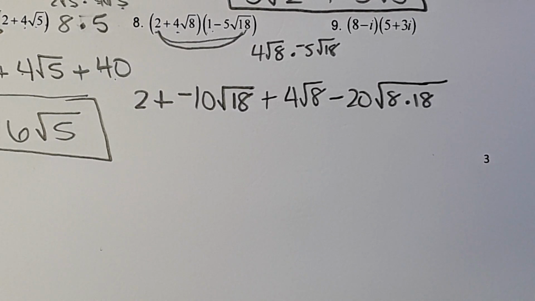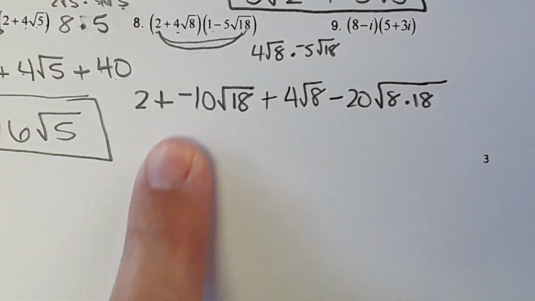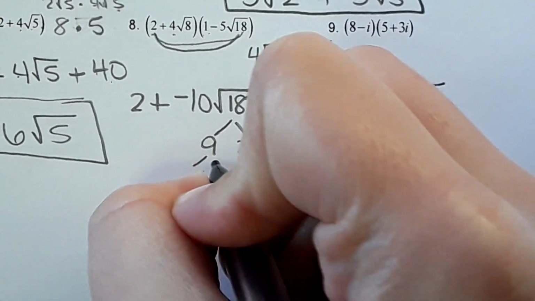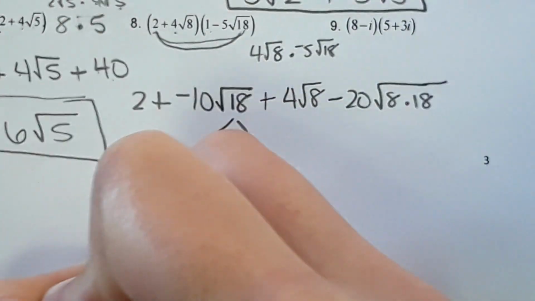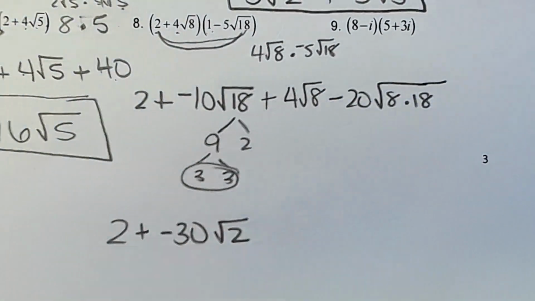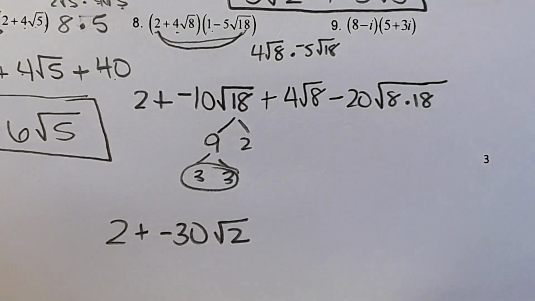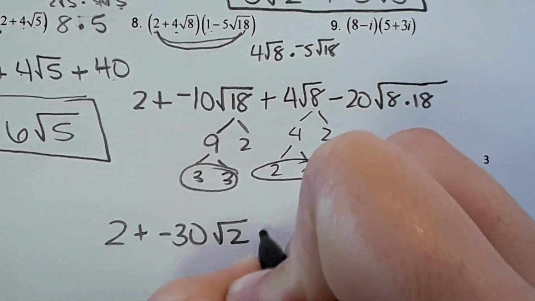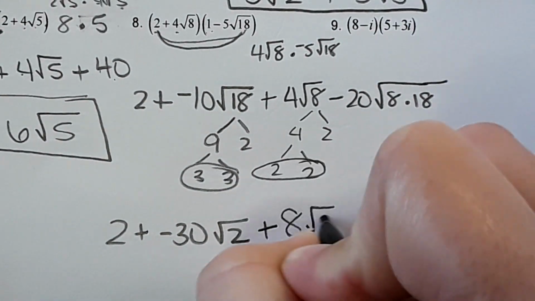Okay, now that we have it all written out, we're going to simplify these to see what it can simplify to. So 18, got 9 and 2, 3 and 3. So I got 2 plus negative 30 square root of 2, would just be 2 minus 30. Yeah, you could write it that way if you want. Then 4, 2, 2, 2. Okay, plus 8 square root of 2.